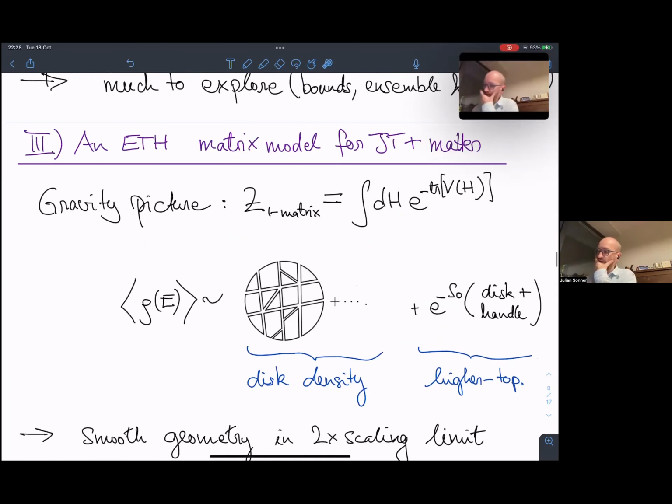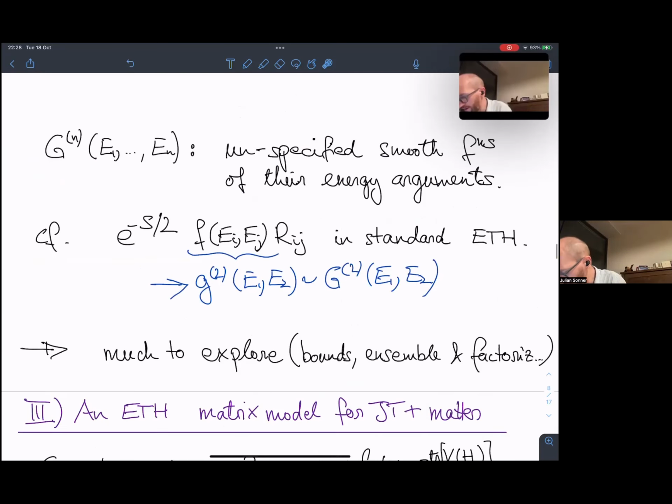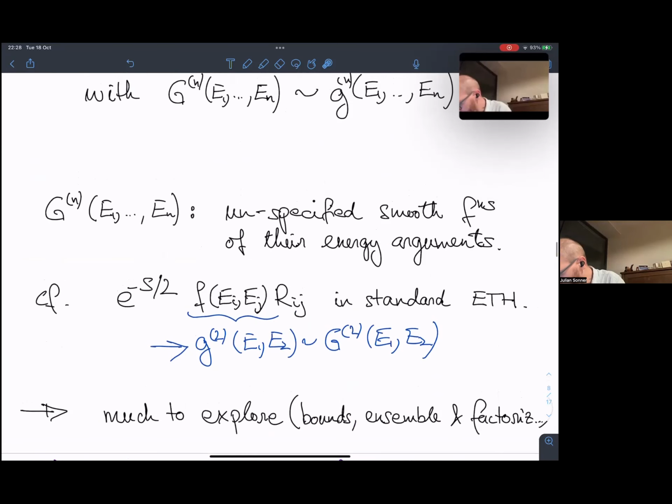Okay, so let's spend maybe 10 minutes on the rest. Since I don't want to rush too much, and I started a little late, I also want to ask, are there questions? Because I'm now going to really switch gears and go back to gravity. So this is maybe a natural time to ask questions about this extended ETH and how we formulated it as a matrix model.